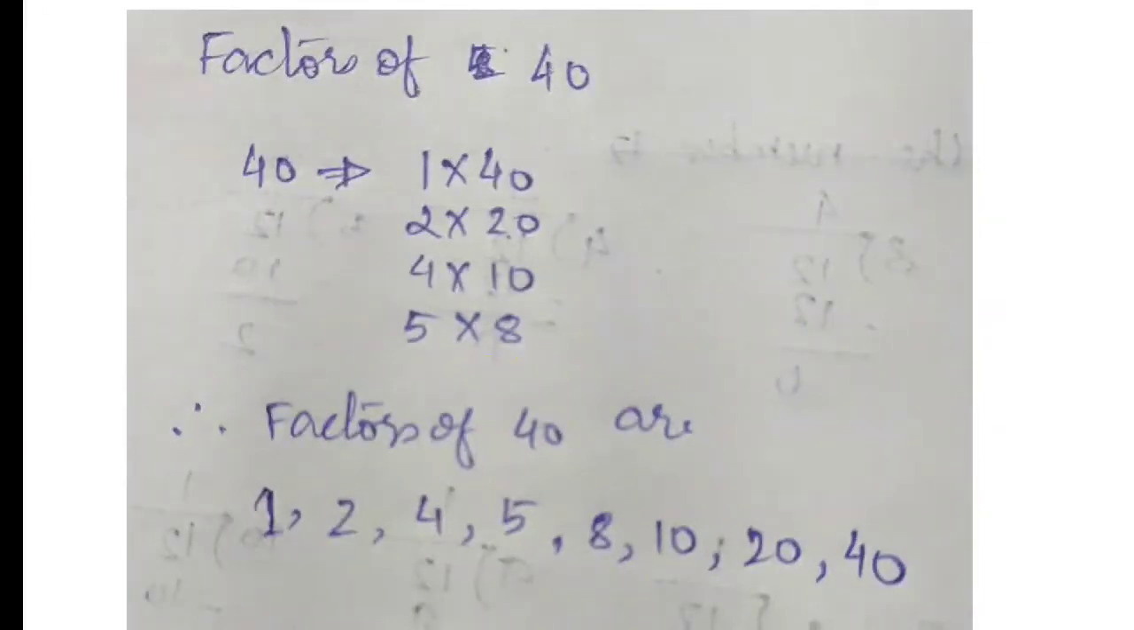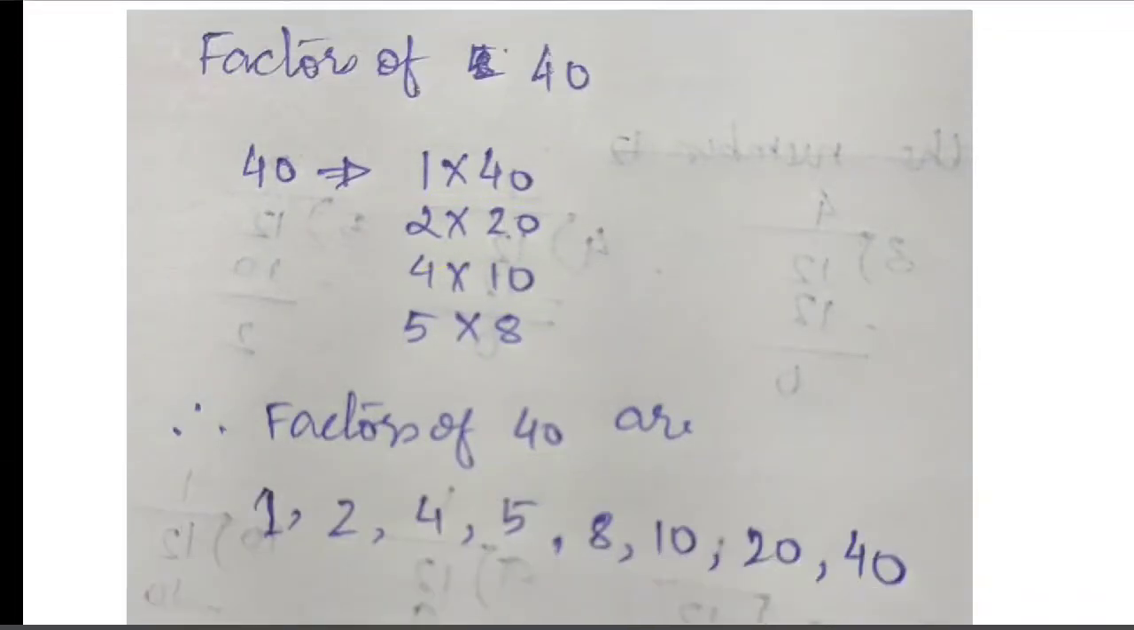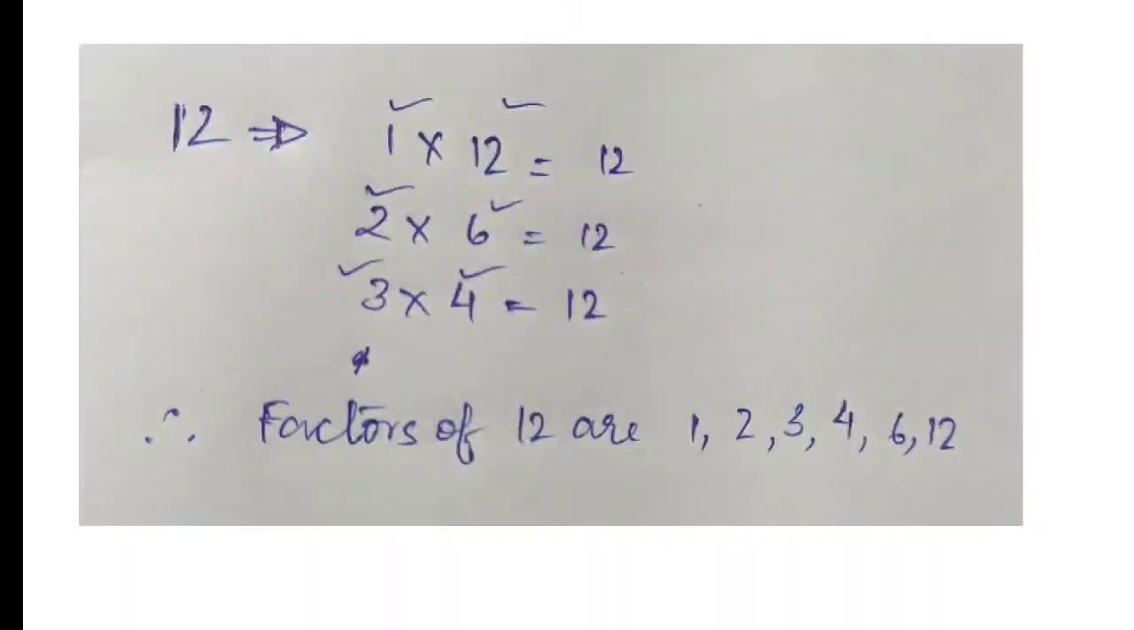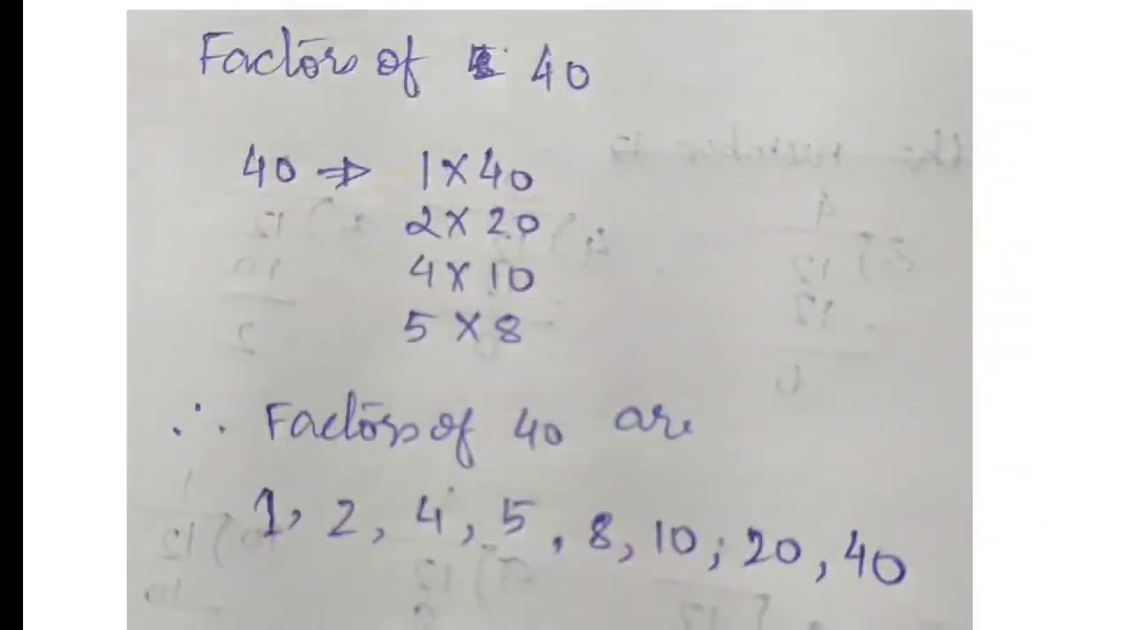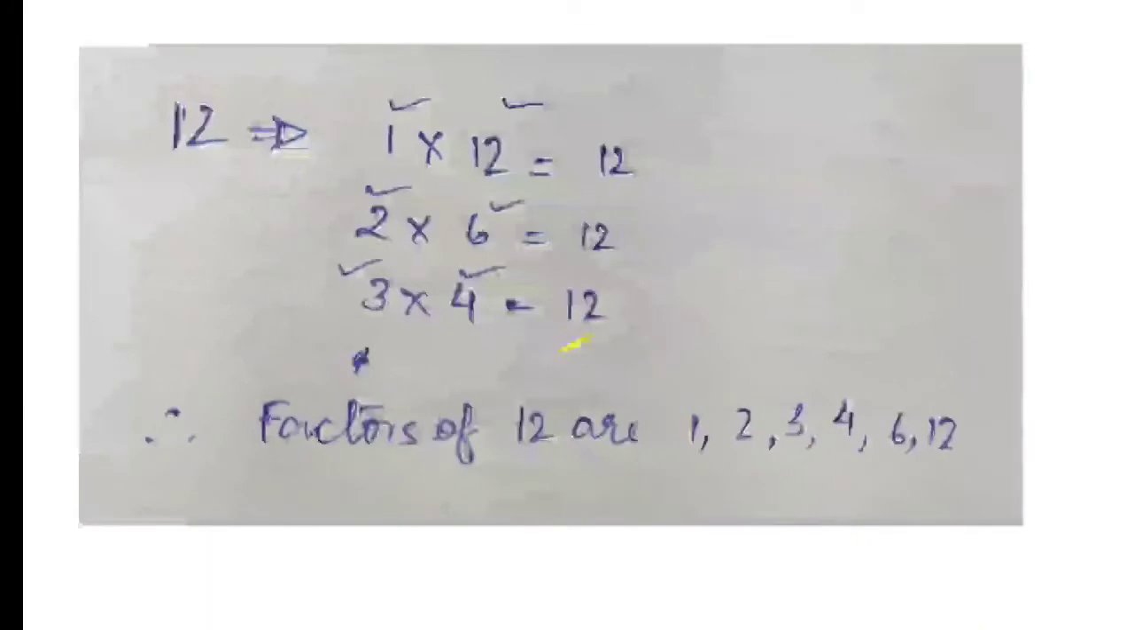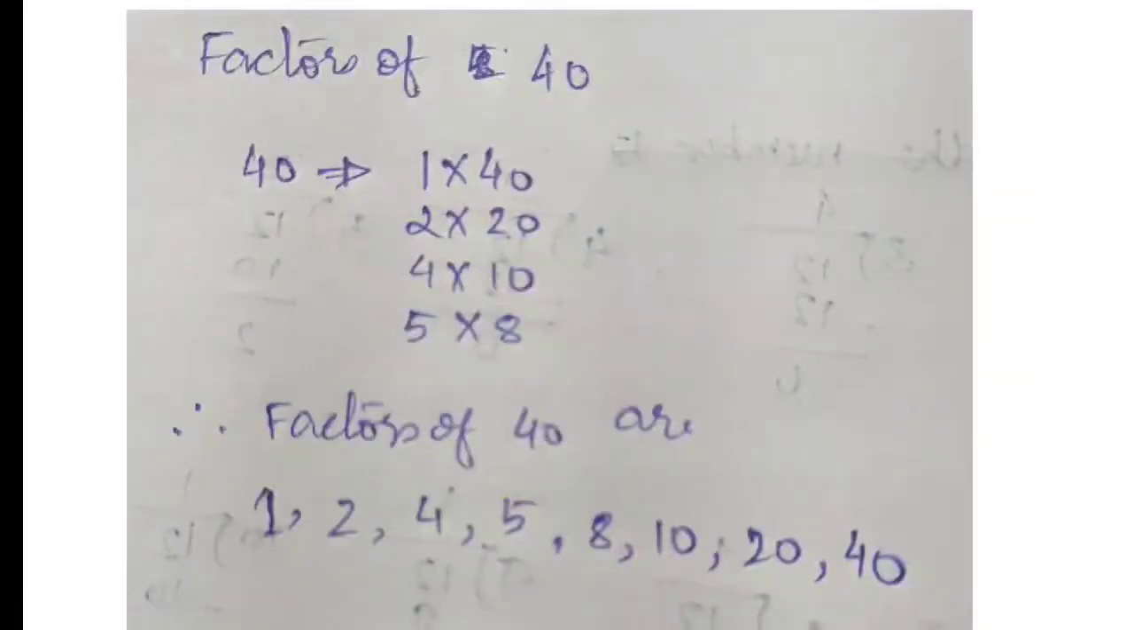9 table, no. So 10 fours are 40. Then 11 to 19 we do not have 40. So 20 twos are 40 and 40 ones are 40. So the factors of 40 are 1, 2, 4, 5, 8, 10, 20 and 40. These are the factors of 40.